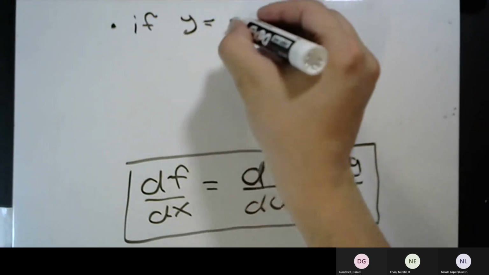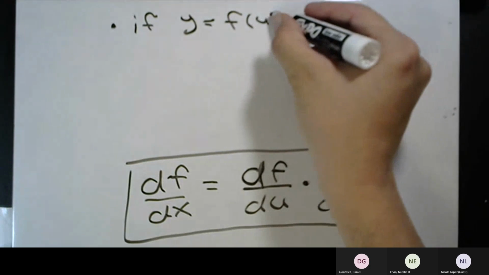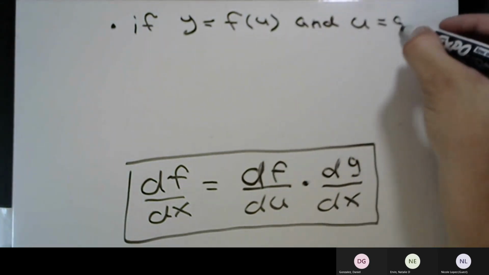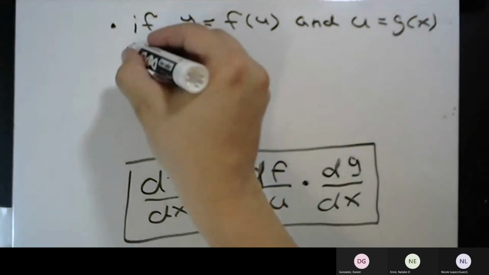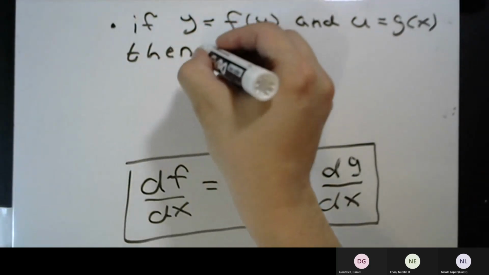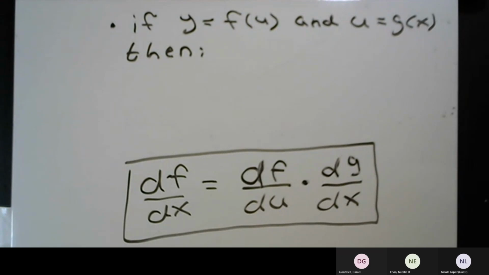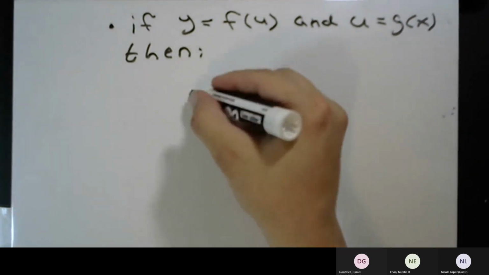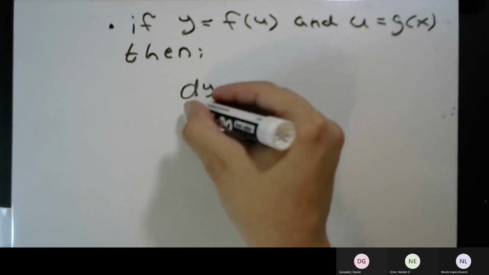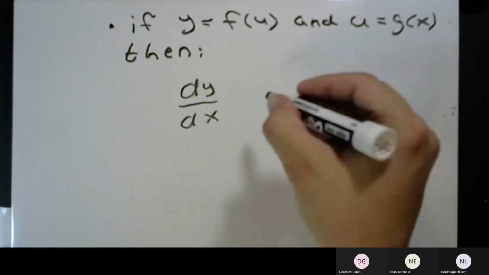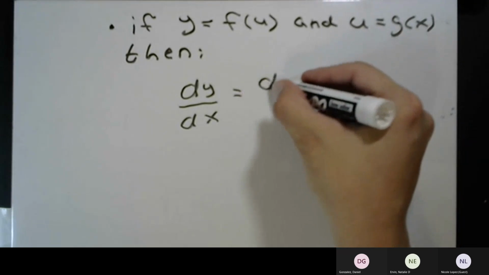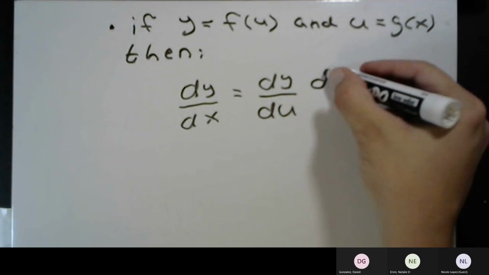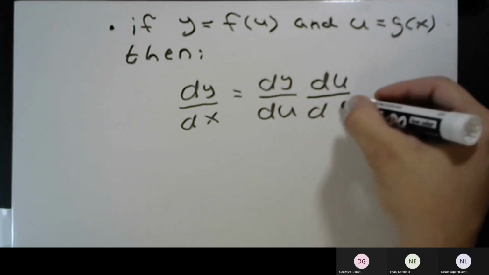And again, if y equals f of u, and u equals g of x, we can write it just how we saw it a little while ago. dy/dx will be dy/du times du/dx.